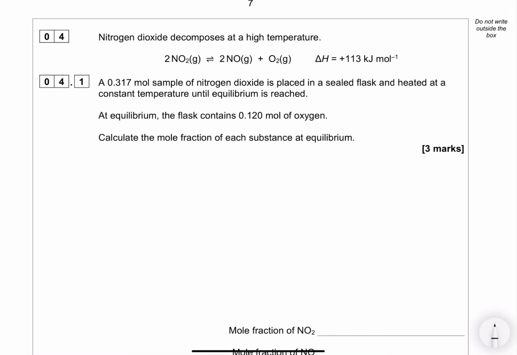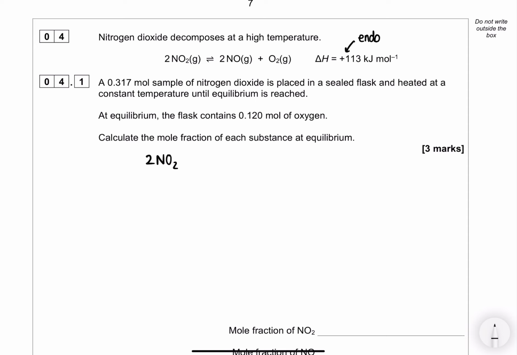Nitrogen dioxide decomposes at a high temperature, and they've given us an equation. They've also shown us that it's an endothermic reaction, which we would expect for decomposition. A 0.317 mole sample of nitrogen dioxide is placed in a sealed flask and heated at a constant temperature until equilibrium is reached. At equilibrium, the flask contains 0.120 moles of oxygen. Calculate the mole fraction of each substance in the equilibrium.